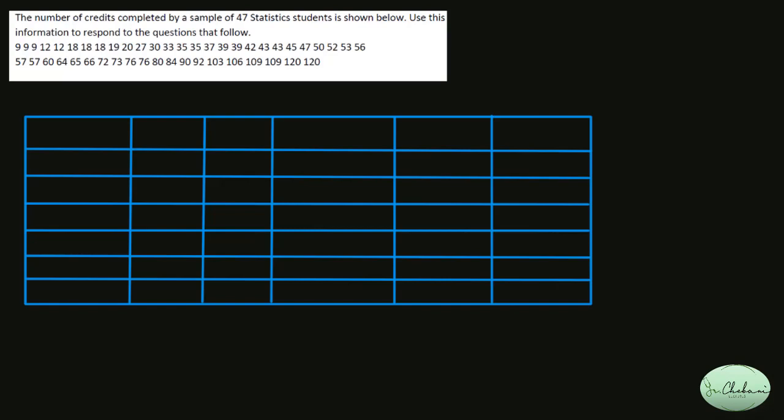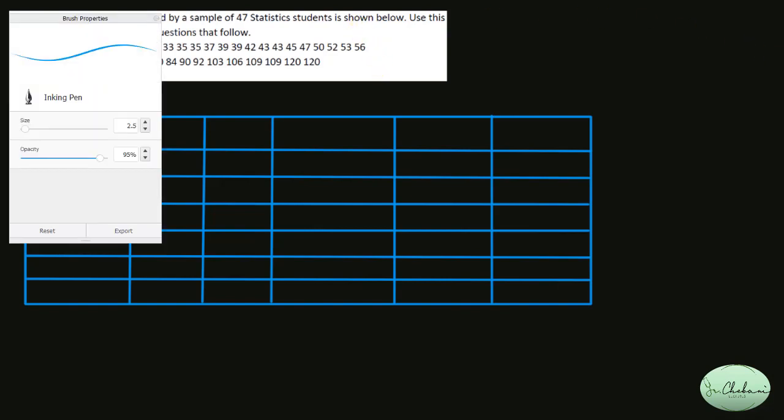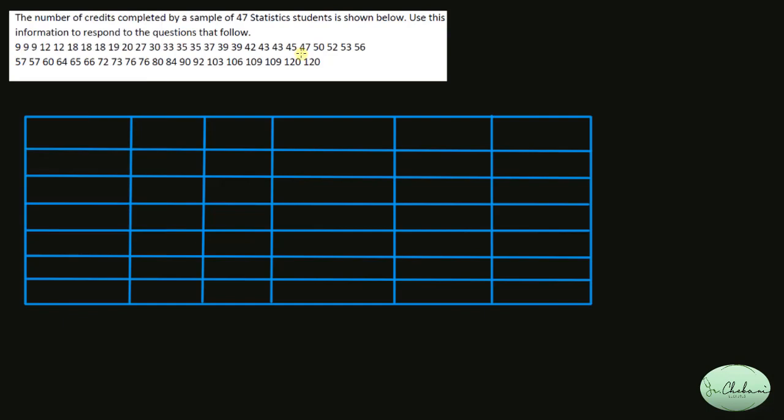So in this worked example, we are going to look at a frequency distribution table. We are going to use the data that are given here to construct a frequency distribution table. The number of credits completed by a sample of 47 students are shown below. Use this information to respond to the questions that follow.